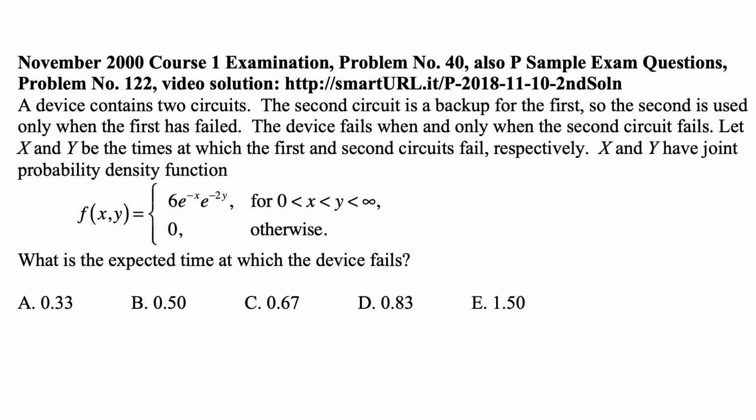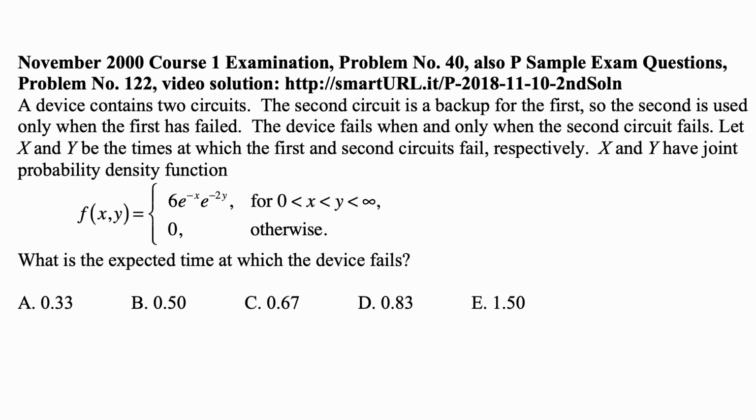So here's the problem. A device contains two circuits. The second circuit is a backup for the first, so the second is used only when the first has failed. A device fails when and only when the second circuit fails. Let X and Y be the times at which the first and second circuits fail, respectively. X and Y have joint probability density function 6 e to the minus x times e to the minus 2y for 0 less than x less than y less than infinity, and 0 otherwise. What is the expected time at which the device fails?